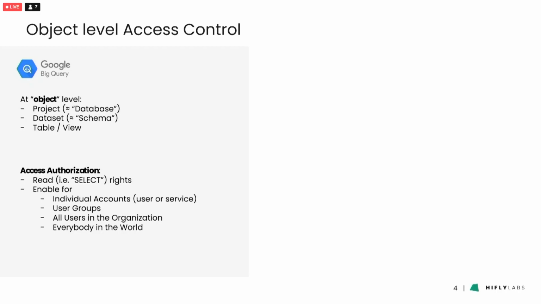You can enable in Google user groups, or all users in an organization, and the world. Those are the levels that you can authorize users. It's not very granular, but in practice it works reasonably well.